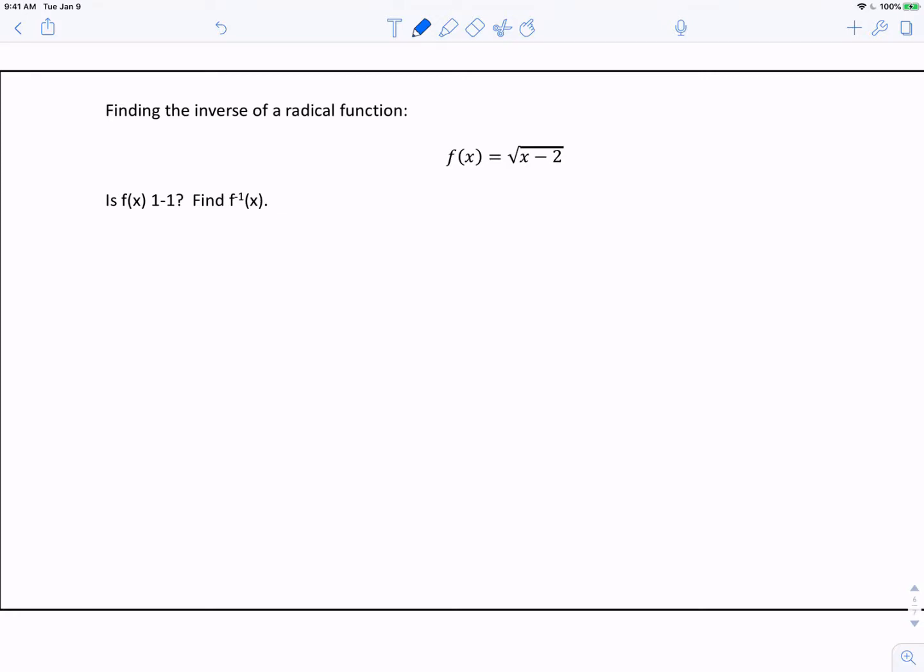So next we'll move on to finding inverses of radical functions. So f of x is equal to the square root of x minus 2. First question we'll ask ourselves is, is f of x 1 to 1?